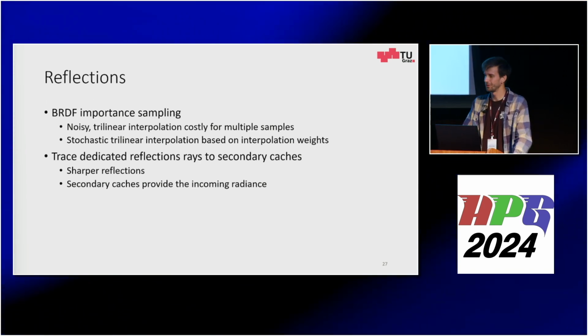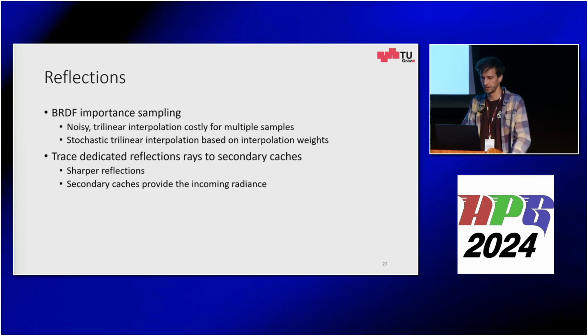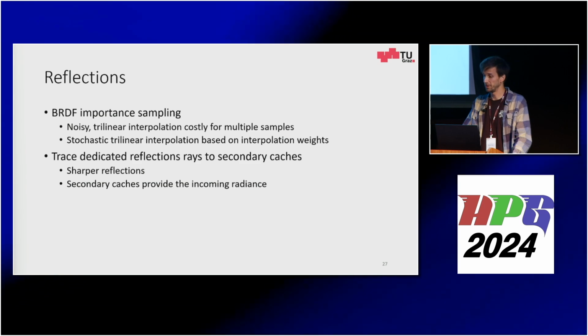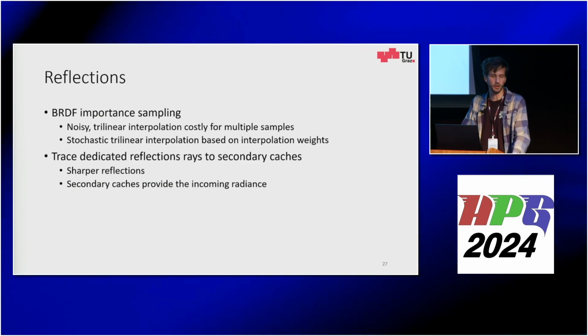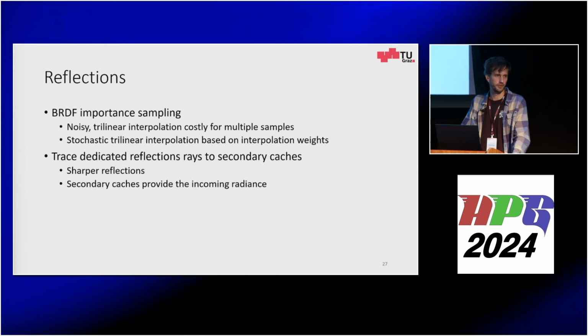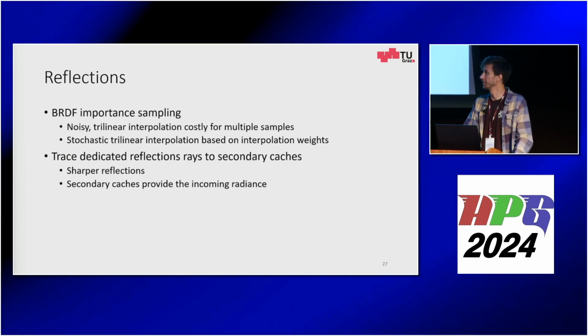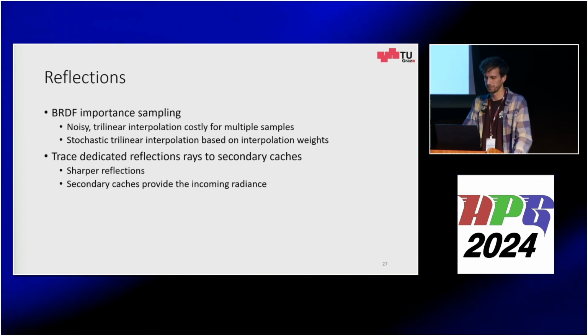And since we do not have to cast any rays, we can increase the number of samples to reduce the noise. But there's one thing: we have to interpolate between the BRDF importance samples to avoid any blockiness. And this means you have to do 8 radiance fetches per sample. And this is actually expensive because those fetches are basically spread out in memory.